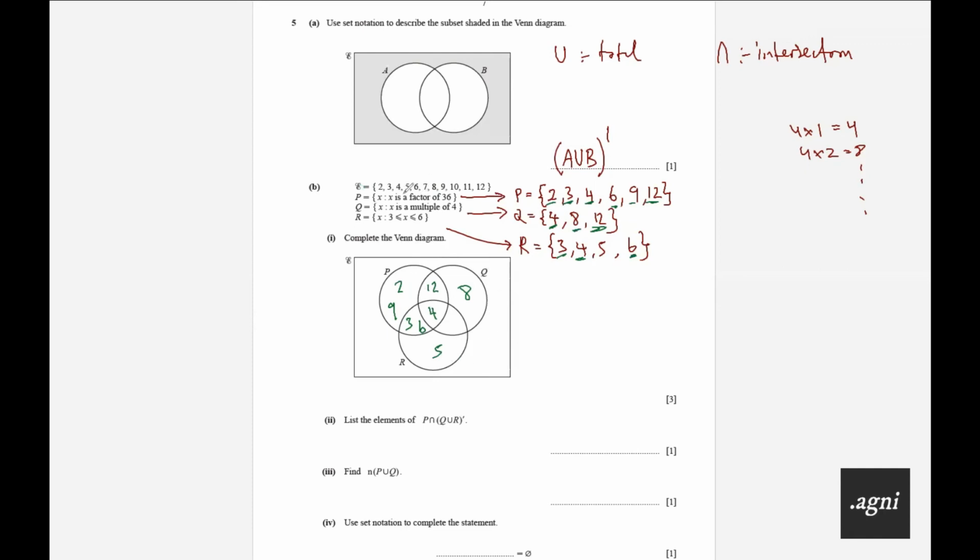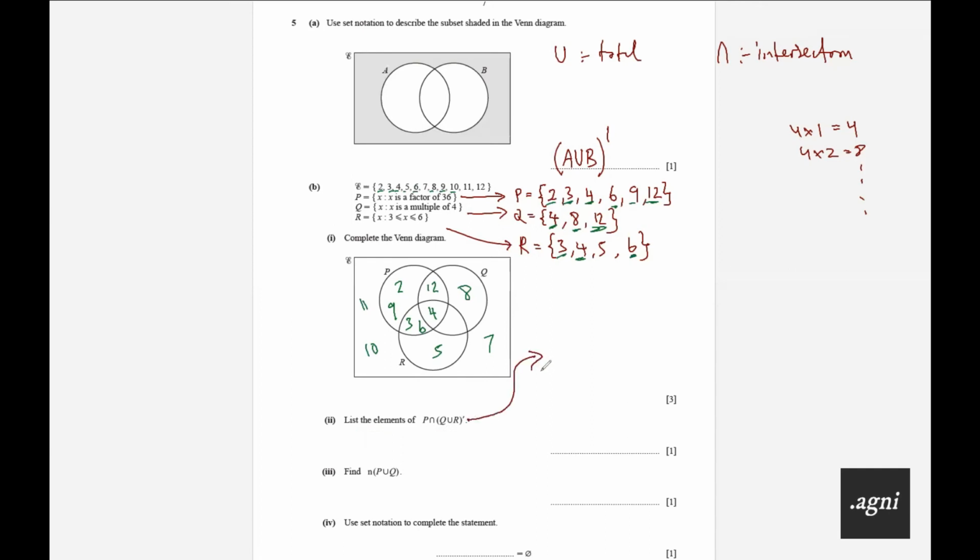So what are the numbers for that region, the outside of the circle? 2 is there, 3 is already there, 4, 5, 6 there, 7 will be here, 8 is over here, 9, 10 we can write here, 11 we can write over here. Okay, so that's it.